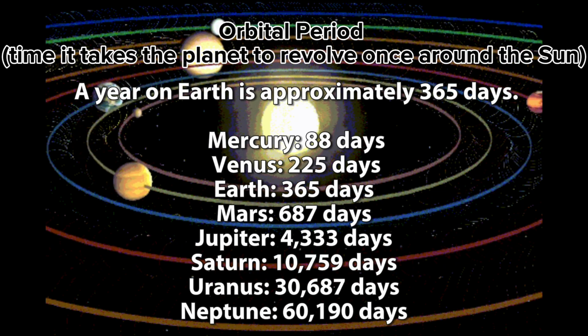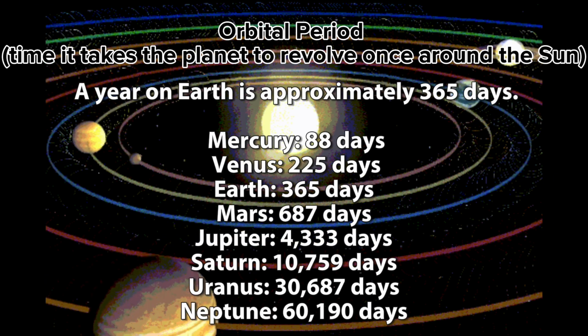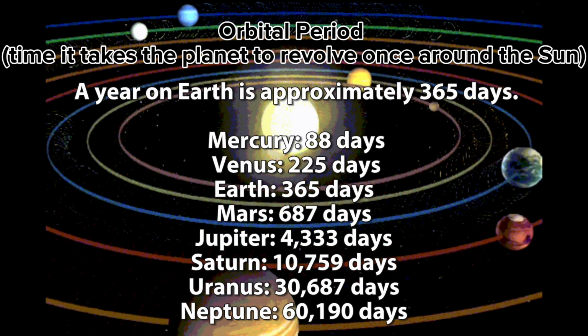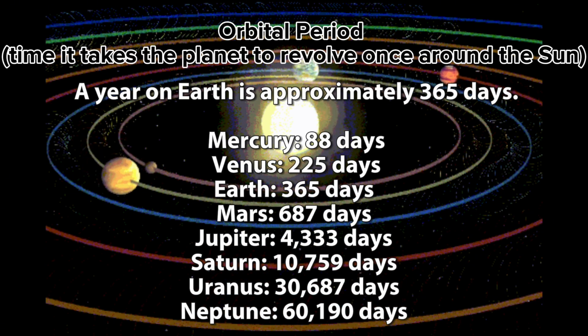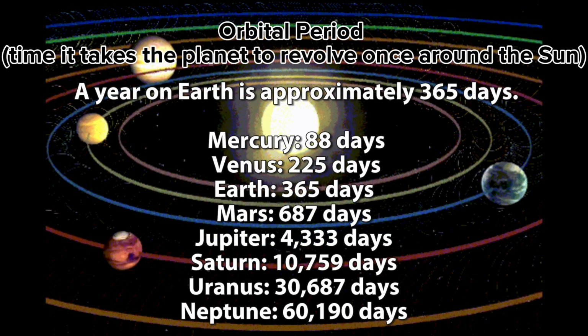A year on Jupiter is 4,333 days. A year on Saturn is 10,759 days. A year on Uranus is 30,687 days. A year on Neptune is 60,190 days.